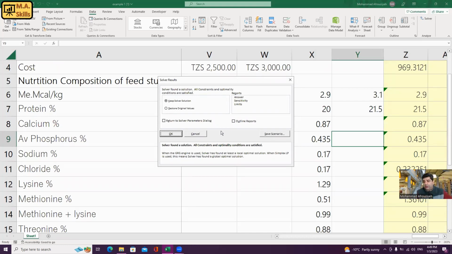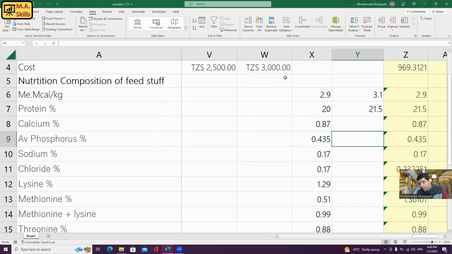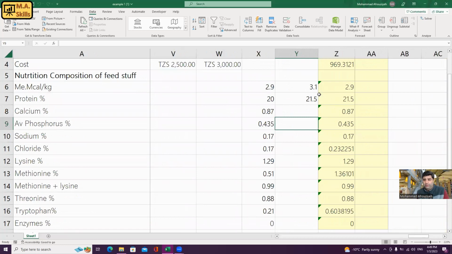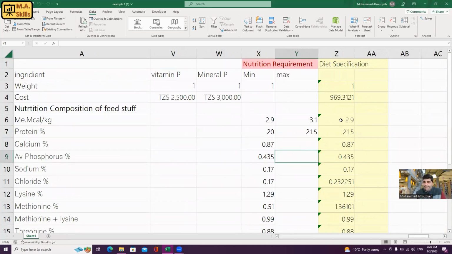So, in fact, there were two problems. One problem was that my subscriber, by mistake, put dietary specification greater than the maximum level and less than the minimum level, which was completely wrong.